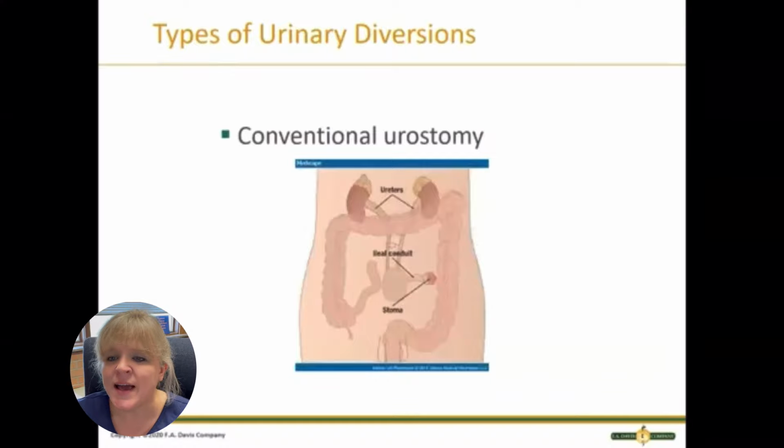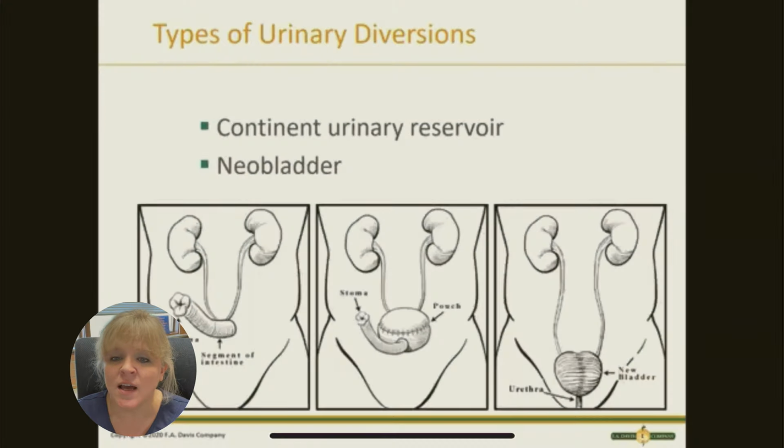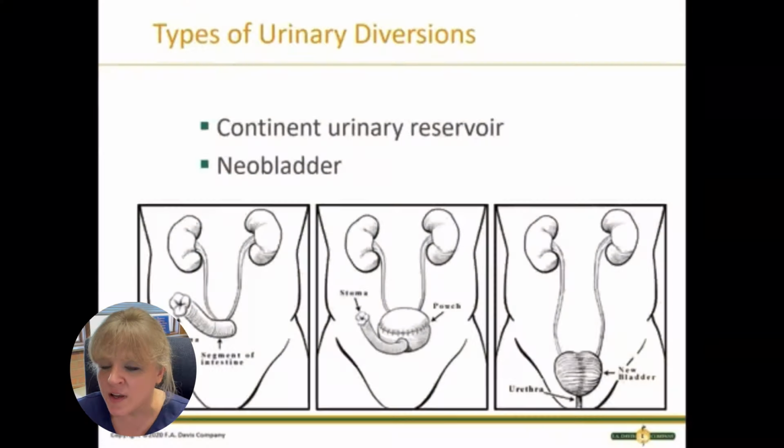And then next we have a continent urinary reservoir. So you'll hear this called an ileal reservoir. Sometimes you'll hear it called an Indiana pouch, and that's similar to the ileal conduit, but urine drains into a pouch that's actually made from a portion of the large intestine. So the stoma on the abdomen contains like a valve to keep the urine from leaking. And the patient inserts a catheter into the stoma, and that catheter drains urine through the valve.